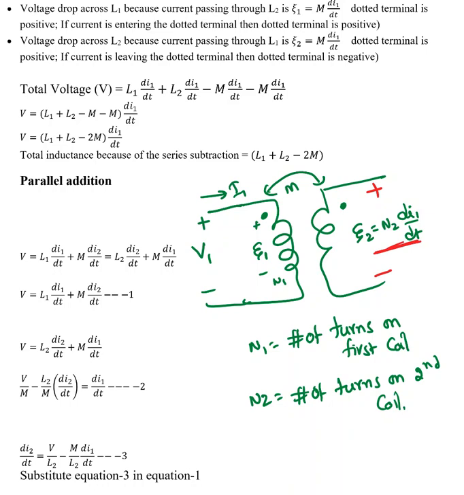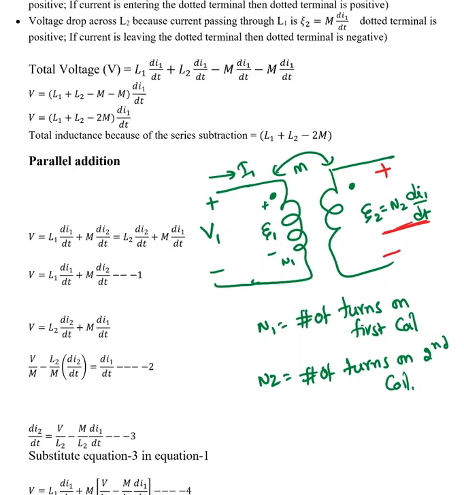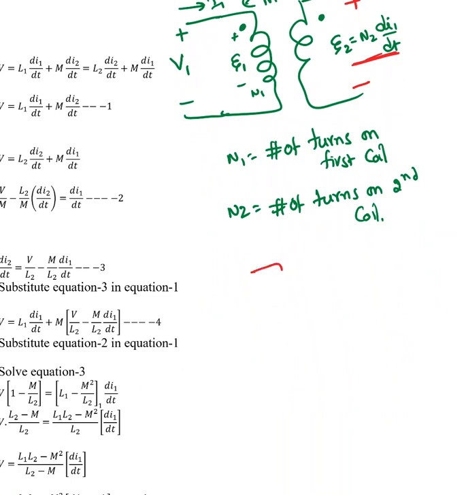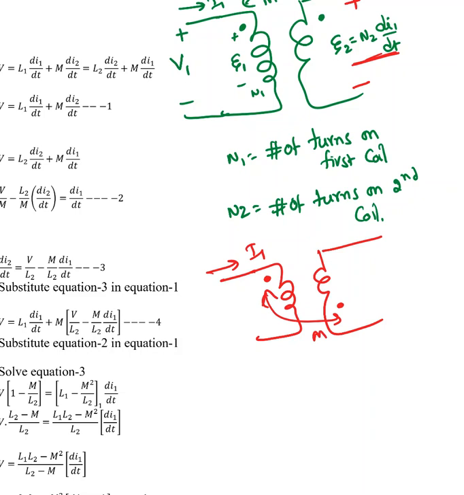As long as you understand this, I think you can easily solve half of this chapter. Okay, so for example, I have something like this. Here is the dot, another dot is right there. Okay, so what is the induced EMF in the second coil? Say that indicates that the mutual inductance between these two is M. Okay, so according to this, the induced EMF E2 equal to N2 times di1 by dt. Current is entering the dotted terminal, so it must be plus, so plus and minus.